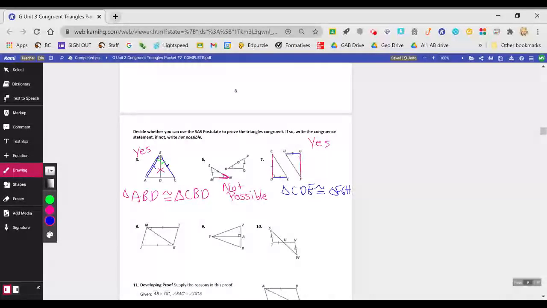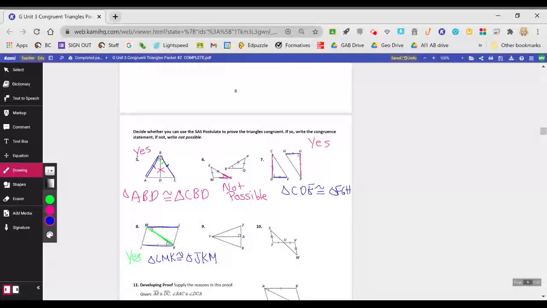Number 8, here again, I have JK is congruent to ML. Those are blue. I have these pink angles. M is congruent to K. And then MK is congruent to itself. So this one is again yes. And again, I'm going to go in order. So blue, pink, green gives me triangle LMK is congruent to triangle JKM.